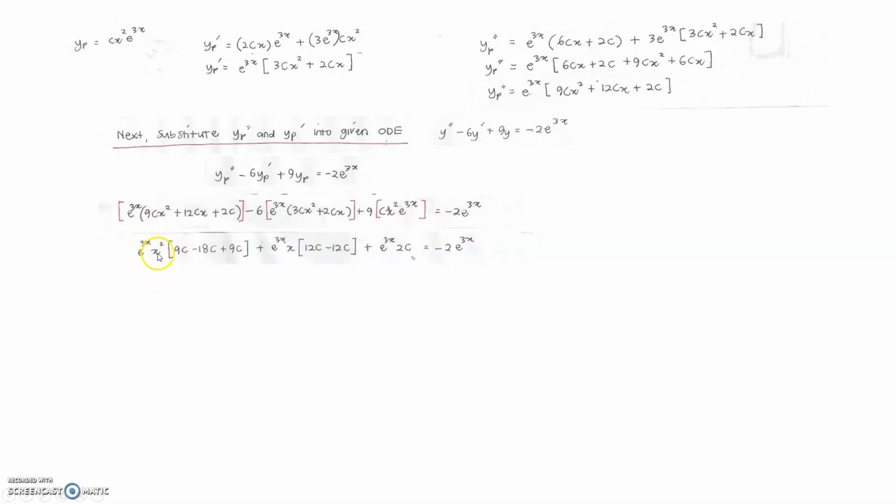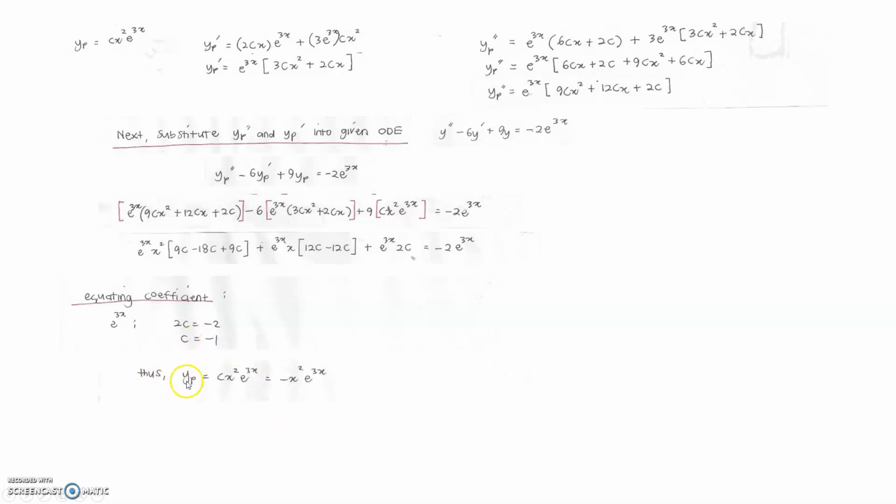Here I got exponential 3x times x squared, exponential 3x times x, and exponential 3x. So 9c plus 6 multiplied with 3, so I get 9c minus 18c plus 9c. This one I can cancel, it becomes 0. And then 12c minus 12c, I still can cancel, it becomes 0. And here, exponential 3x times 2c. After that, I can equate the coefficients. So exponential 3x, exponential 3x, so 2c equal to negative 2. So I get c is equal to negative 1.